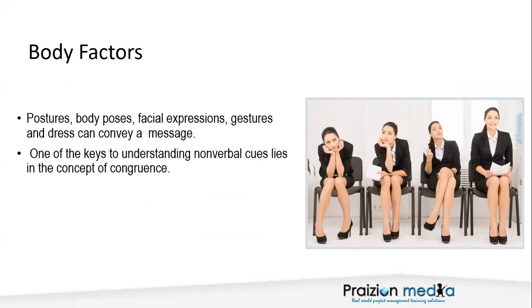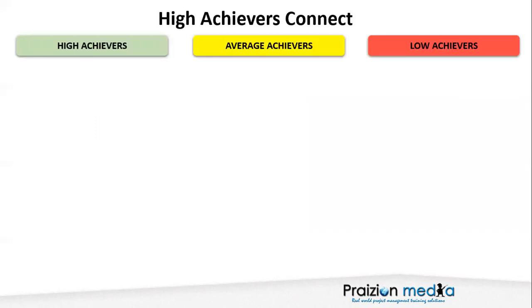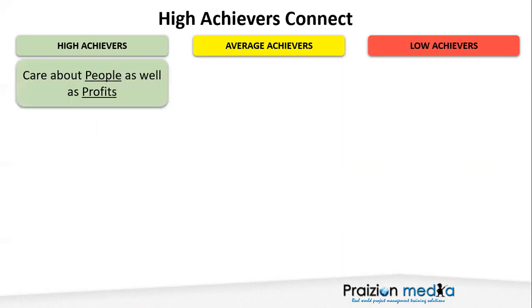One of the keys to understanding nonverbal cues lies in the concept of congruence. What do we mean by congruence? By congruence, we mean that when you're communicating, what you say and how you say it is congruent. They match. High achievers understand the importance of connecting. High achievers don't only communicate, they connect. And when they speak to people, they're coming from a place of care. They're not coming from a place of just a business. They care about people as well as profits.